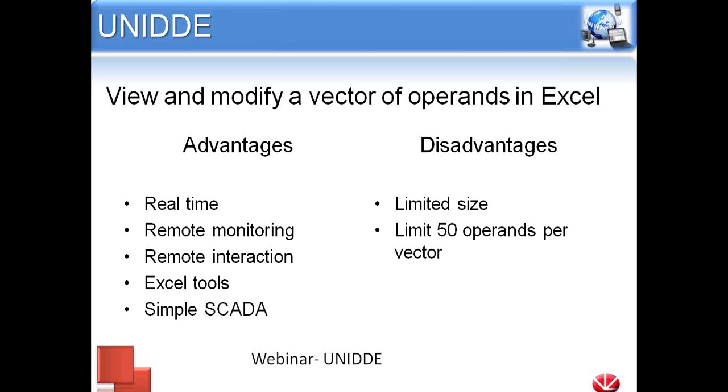The disadvantages of this type of logging is the limited size. Since we are reading vectors, we will again be limited to the amount of operands in the PLC. And also in the Uni DDE software, we are limited to 50 operands per vector. Now we can monitor multiple vectors from multiple PLCs, but the maximum is 50 operands per vector.